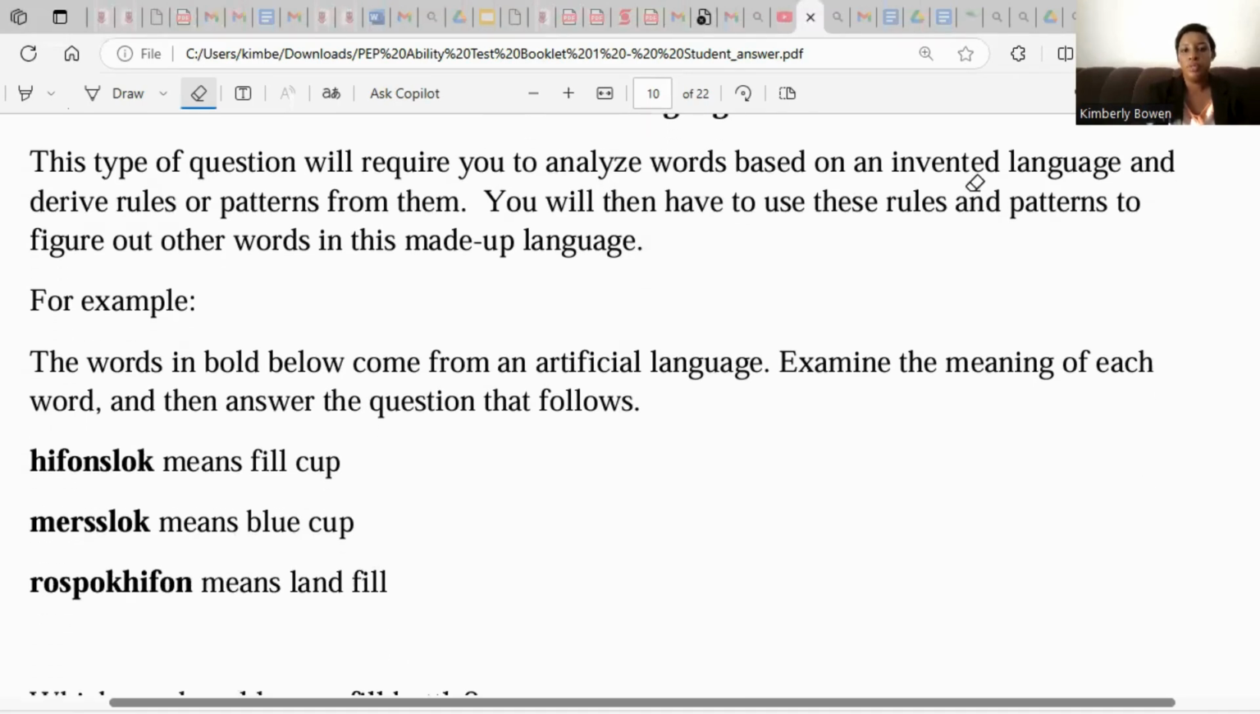The words in bold, examine the meaning of each word and then answer the questions that follow.